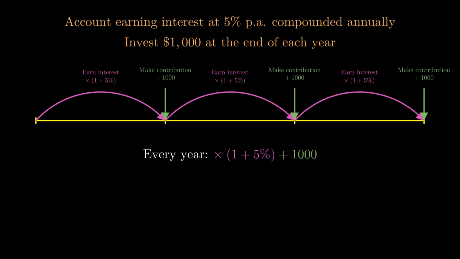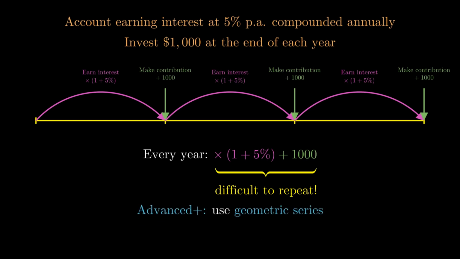And that's the pattern we need to repeat, but again, it is mathematically difficult to repeat both a multiplication and an addition. So just like for reducible loans, we again have two approaches. If we know the machinery, we can use a geometric series. Otherwise, we'd use tables or a calculator.